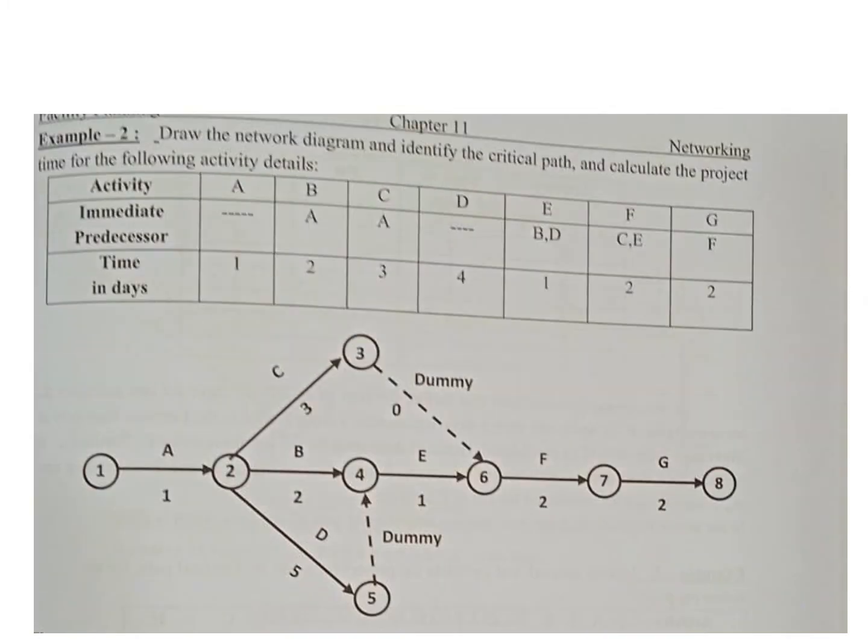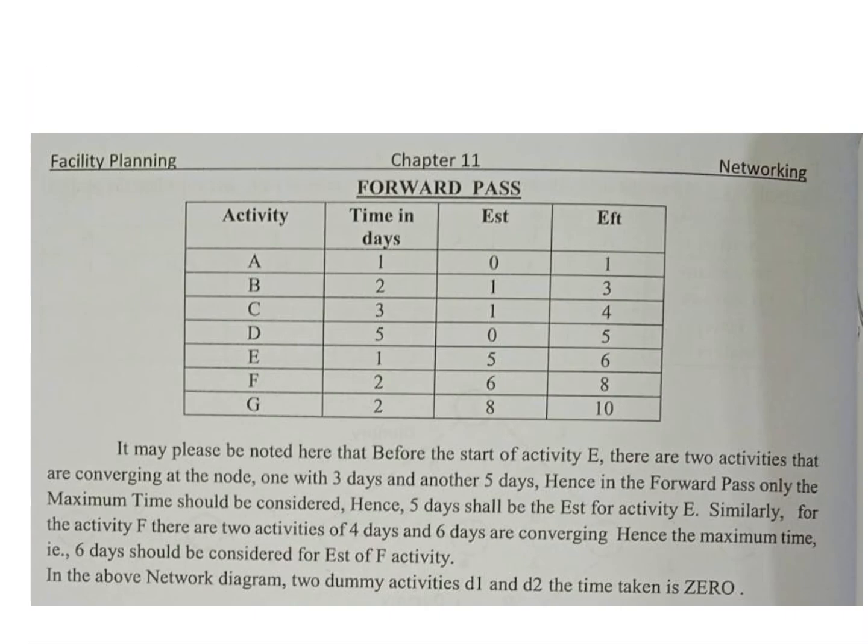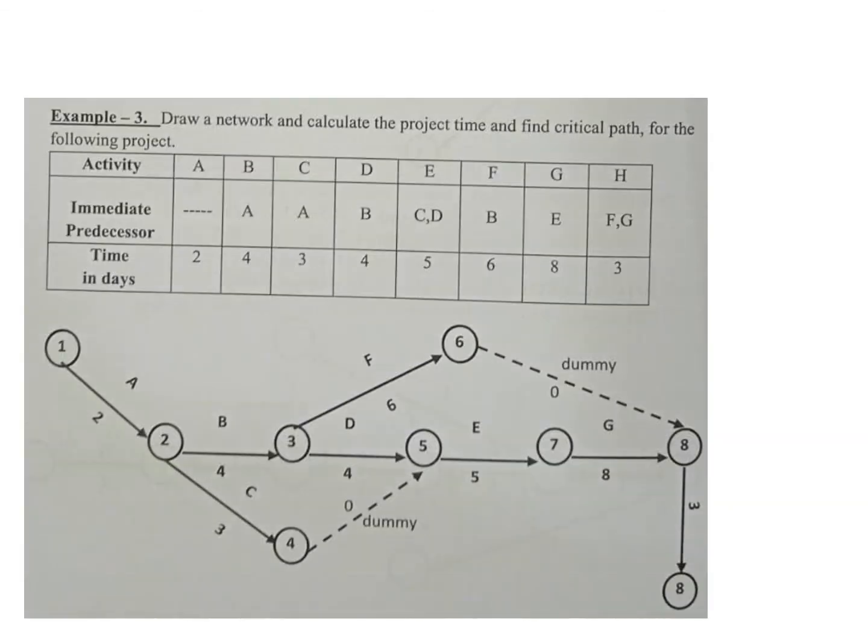Here is an example problem where you are asked to identify the critical path and calculate the project time. These are solved examples, so you can pause and go through them. The principles are the same, with the same example going on here. As you can see, the critical path has been identified and is marked with the darker line. So you have D, E, F, G. This is the critical path, which takes 10 seconds. The forward pass method is used here.